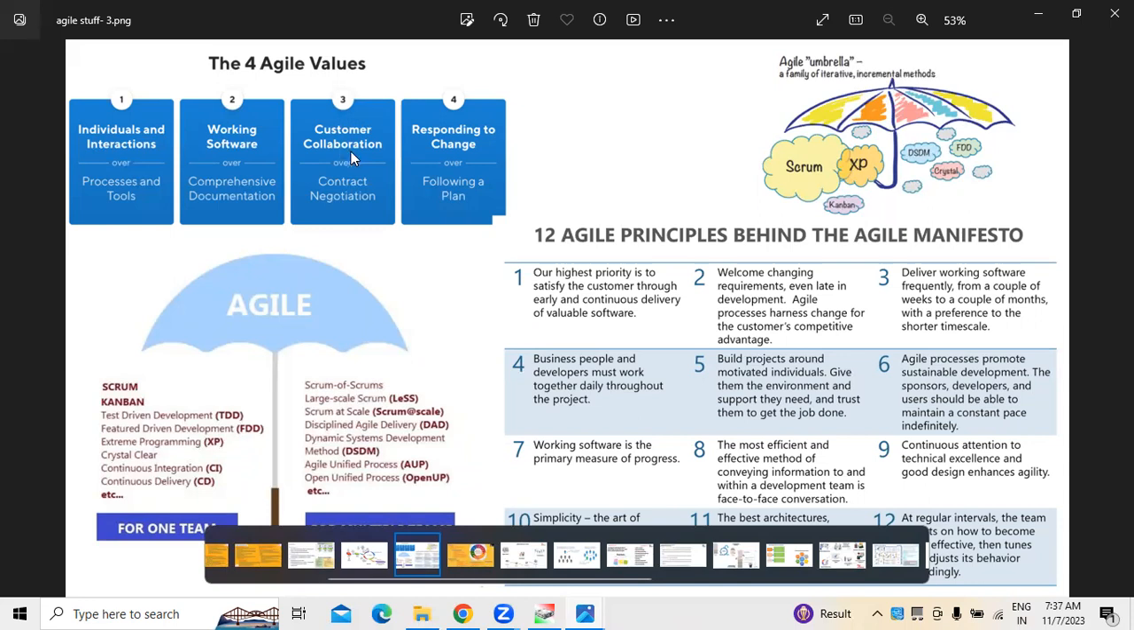Is it clear, everyone? Geeta, Lakshmi, Muhammad. Yes, it's clear. Okay, right.